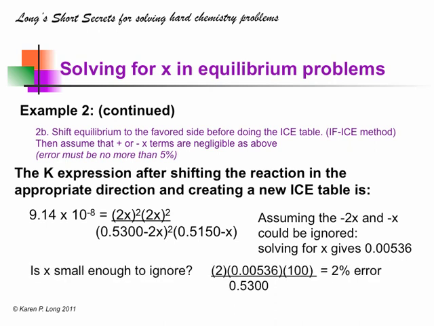So we'll take the 0.00536 times 2, divide by 0.5300, then times 100 to make the percent. So that's a 2% error. That's okay.